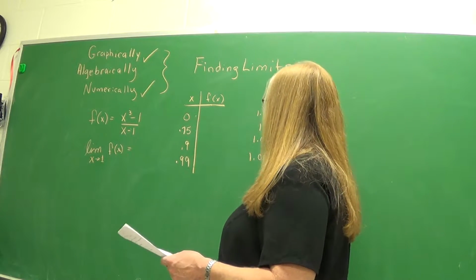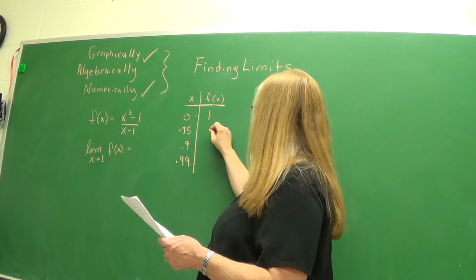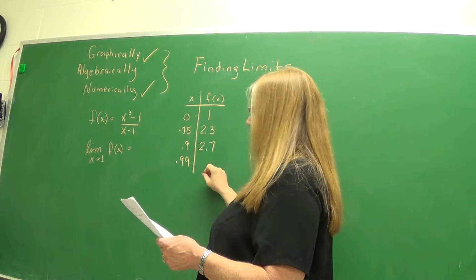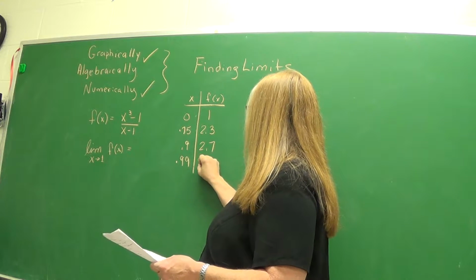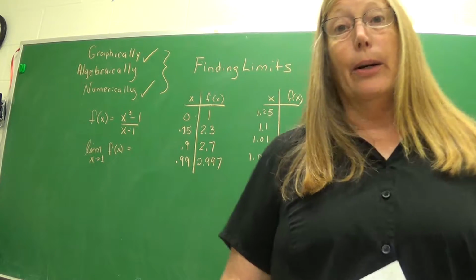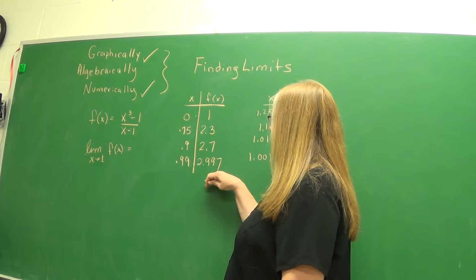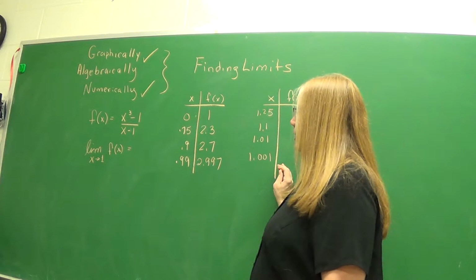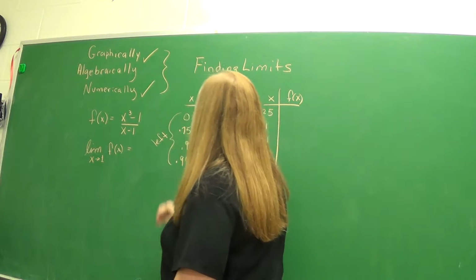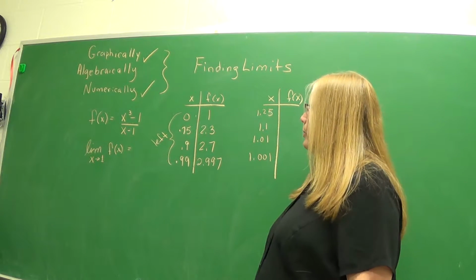So I put these into this function, and 0 yielded a 1, 0.75 yielded a 2.3, 0.9 yielded a 2.7, and 0.99 yielded a 2.997. I think you can see where this is going, but we're not sure the limit exists. This is getting closer to 3. You can see I'm coming in from the left here. As I'm approaching 1, 0, 0.75, 0.9, and 0.99 are coming closer to 1 from the left.